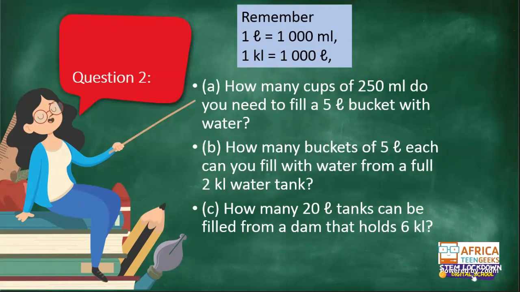Let me look at the answers. Do we multiply? Do we divide? Someone is saying 20 cups. How did we get to 20 cups? Did we divide? Did we multiply? Did we subtract? Can someone write the full calculation? Because I see everyone is writing 20 cups. How did we get to 20 cups?